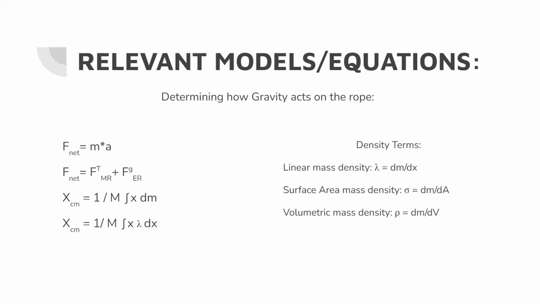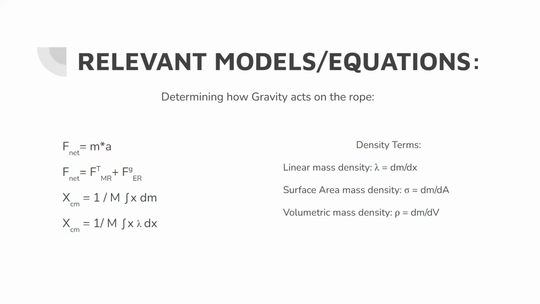The x value within the integral will change based on the object being calculated for in either surface mass density or volumetric density. For the linear mass density, we have lambda is equal to dm over dx, or the change in mass over the change in distance. And surface mass density, sigma, is dm over dA, where dA is the change in the surface area. And volumetric mass density, or rho, is dm over dV, where dV is the change in the volume of the object.